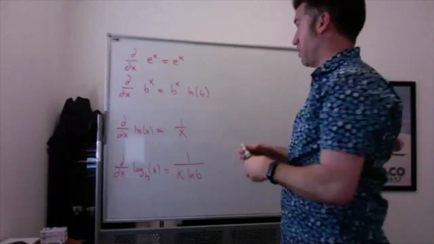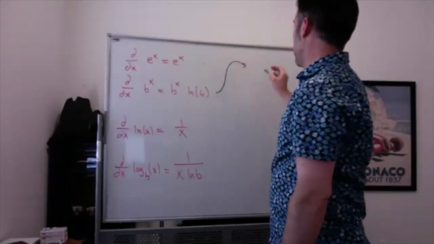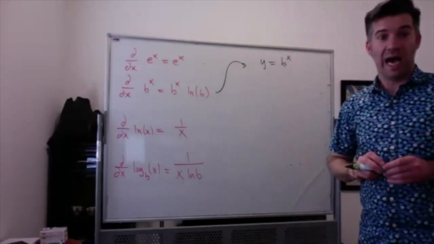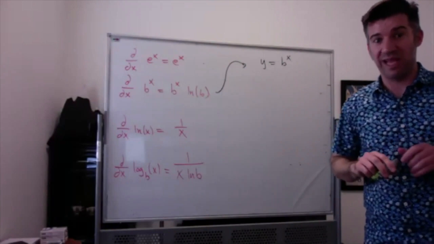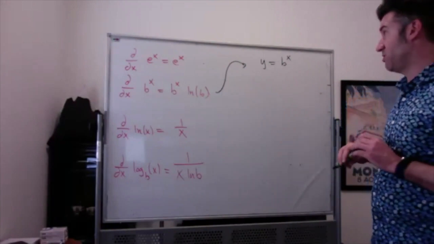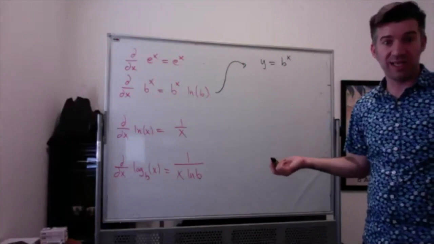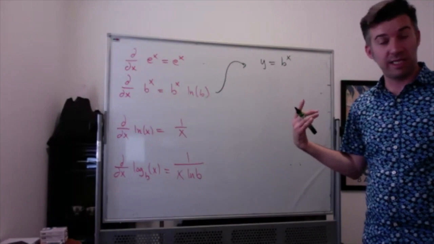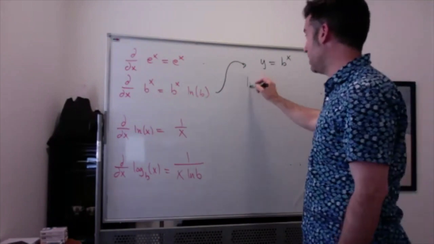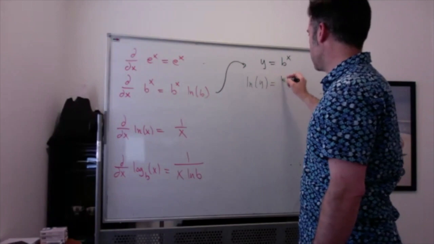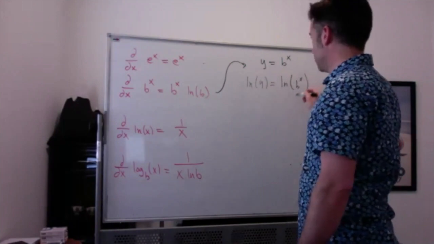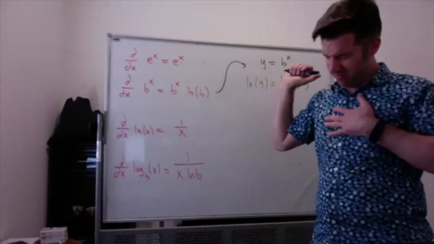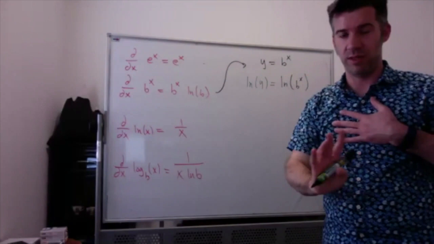So here's the reason why it works. I want to take the derivative of b to the x, and I'm going to rewrite this in a way so that I can actually differentiate it. I'm going to take the log of both sides. I could do log base b, but I'm going to do natural log because I know how to differentiate natural log the easiest. So the natural log of y equals the natural log of b to the x. Whatever my base is, it could be 5, 7, 2, 1,000, any positive number that isn't 1.